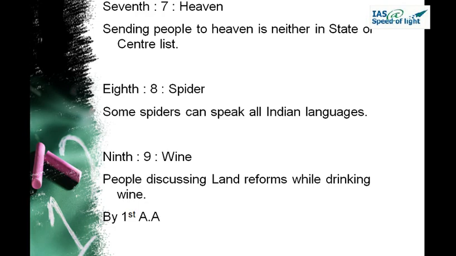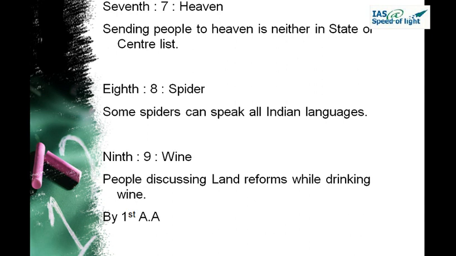Coming to 7. The 7th schedule is 7 and 7 is heaven for us. Now sending people to heaven is neither in the state nor the central list. The central government has a list of subjects which it has to follow. The state has some subjects which it has to follow, and there is a third list, a concurrent list, on which both can make laws. But sending people to heaven, none of the governments, state or central, can do it. It will depend on the work of the citizens. So sending people to heaven is neither in the state nor central list.